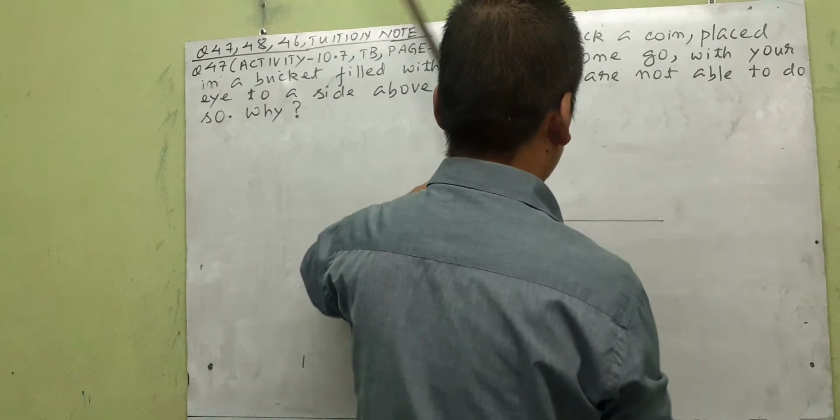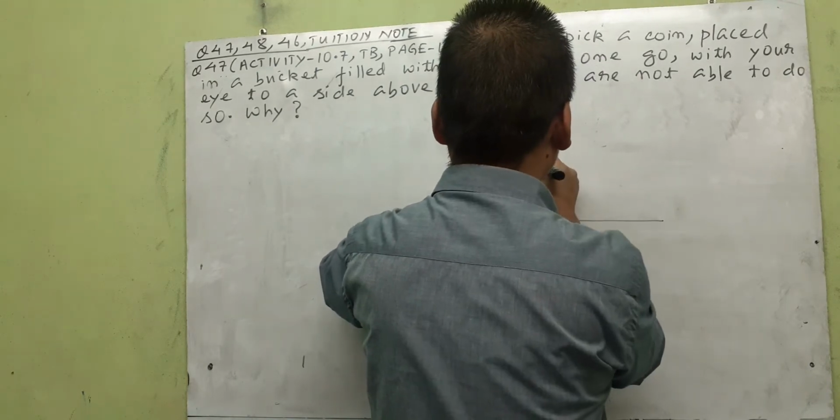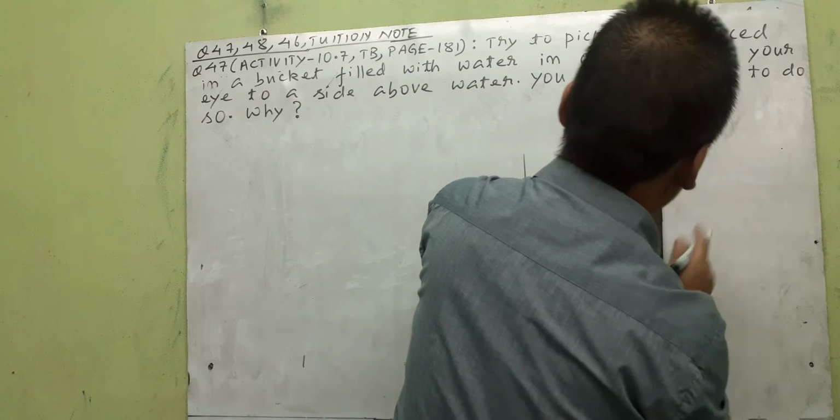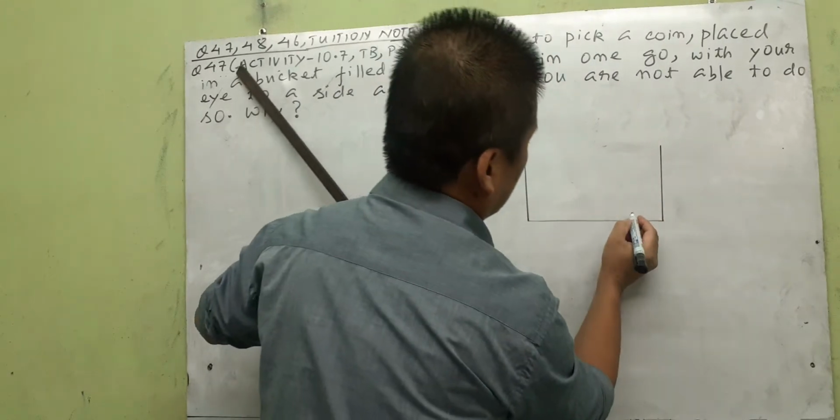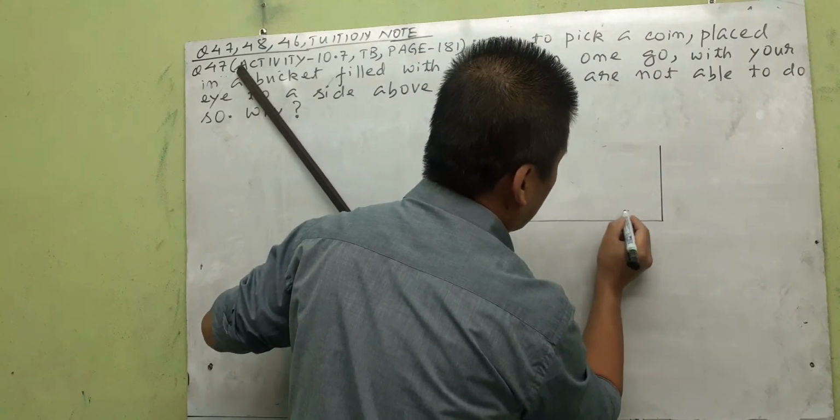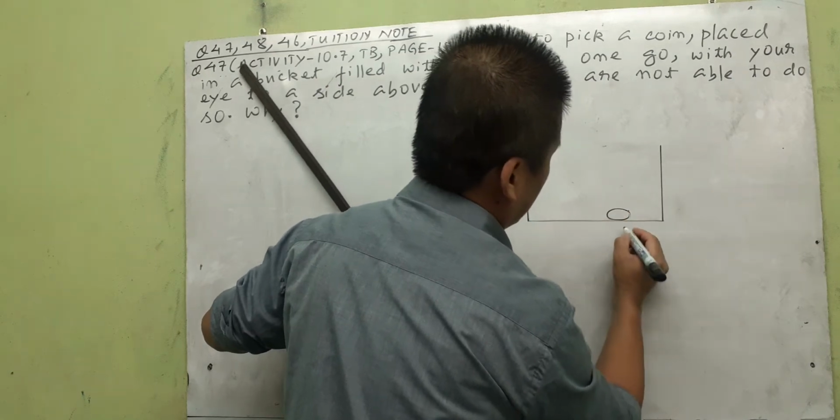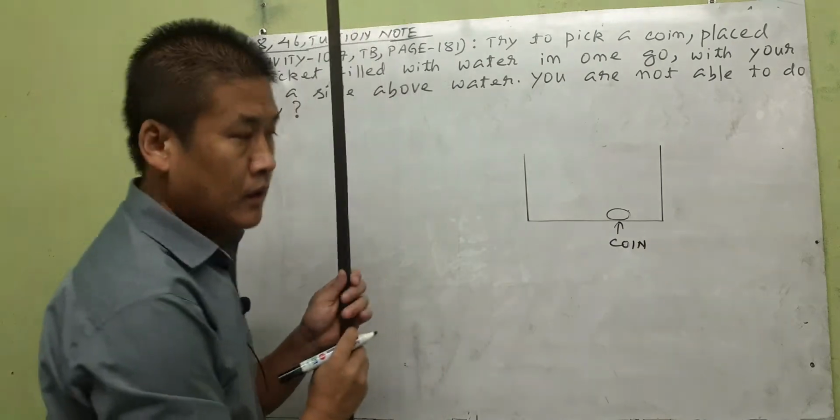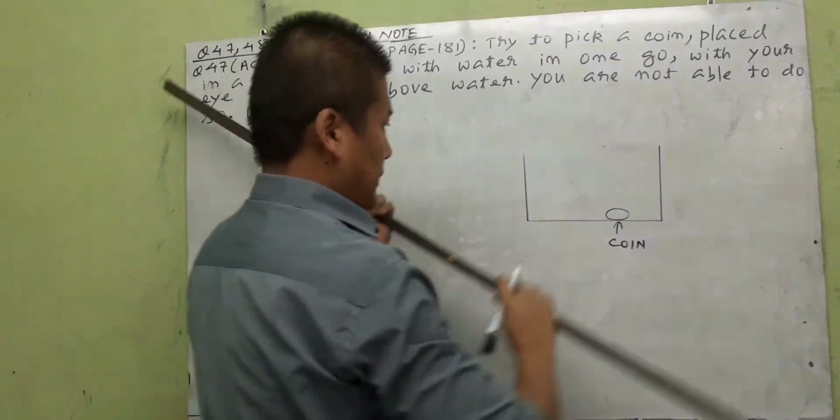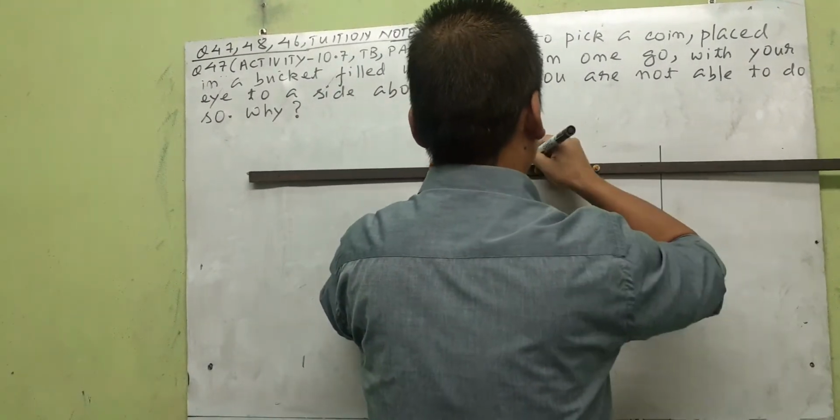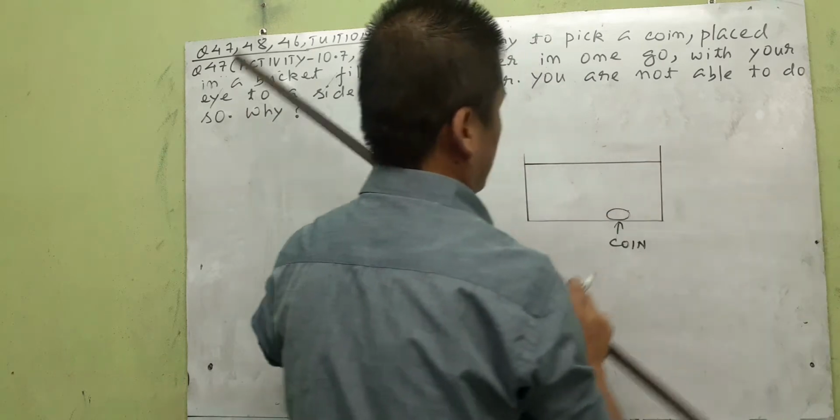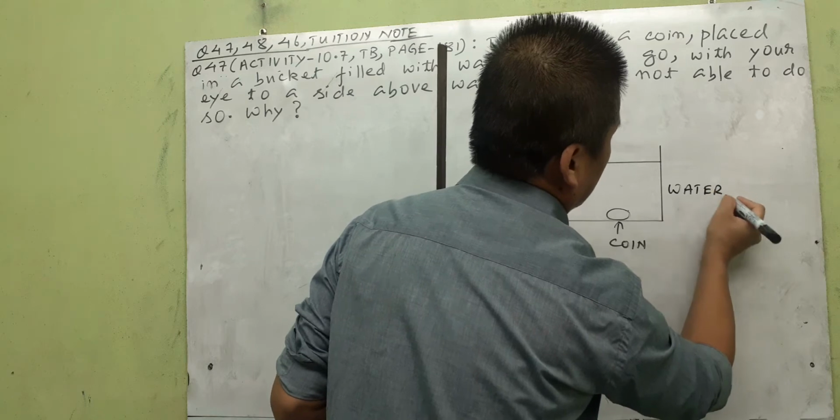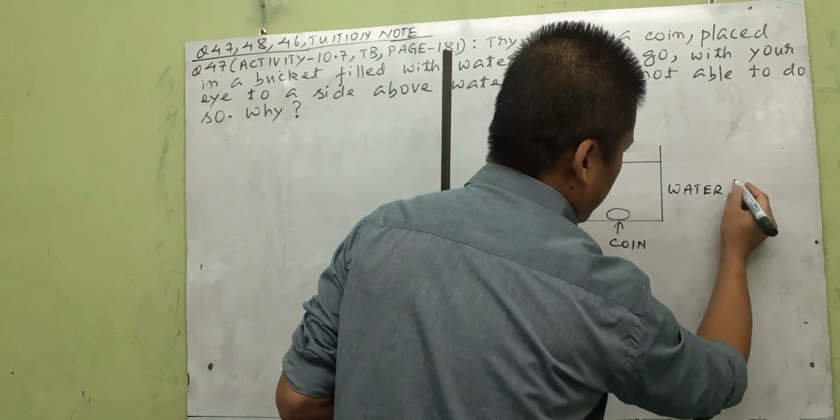There is a bucket filled with water. Let us imagine here. So here there is a coin placed in the bottom of the tank. Let us say this is your coin, the real coin here. And here the water is filled almost to the brim but not full. This is the water. Water we know is the first medium here.